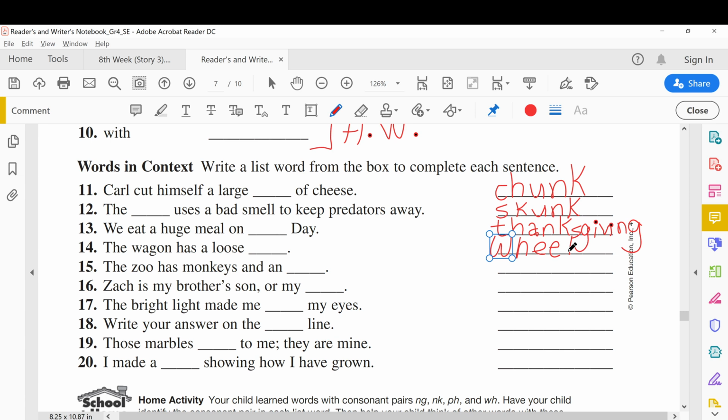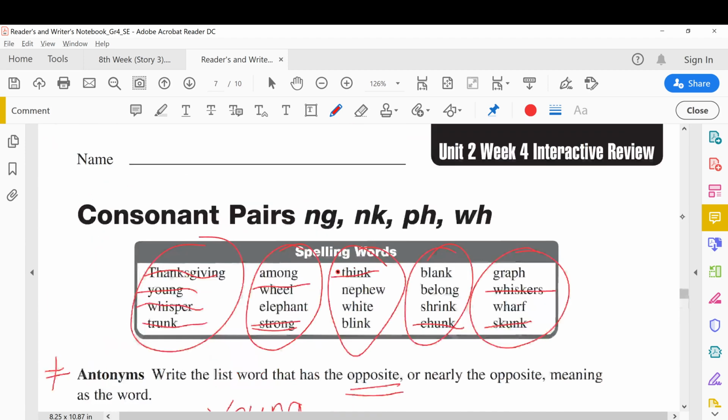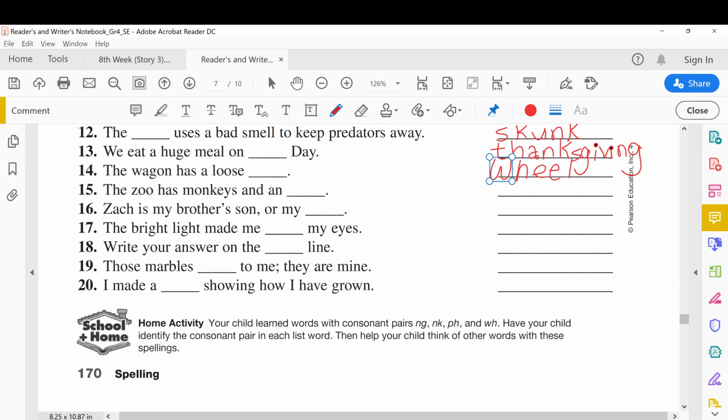15. The zoo has monkeys and an. So here we need an animal. I think you know it. Here: among, elephant. I think it's clear. It's elephant. So the zoo has monkeys and an elephant. How do we write the f sound? Is it letter F? It's PH. Excellent for those who know it. Elephant.